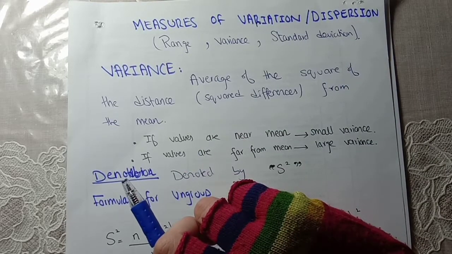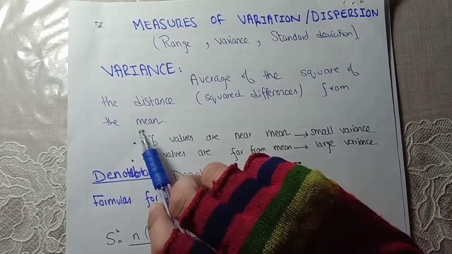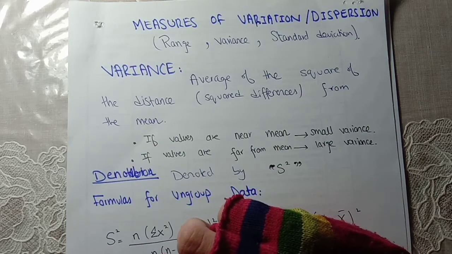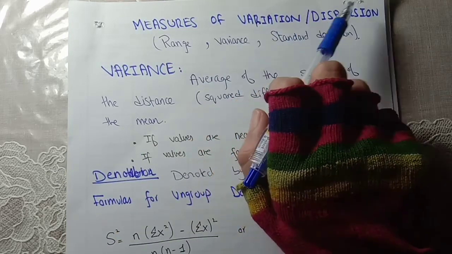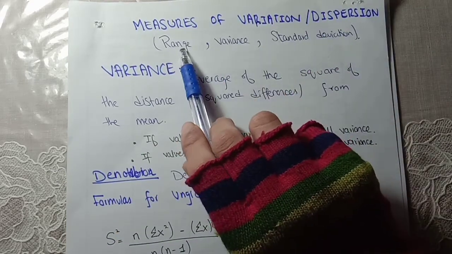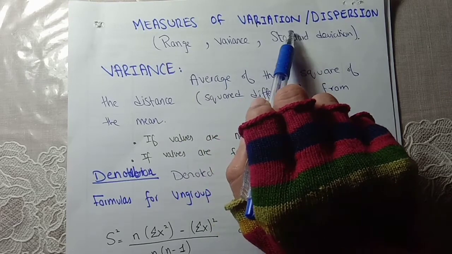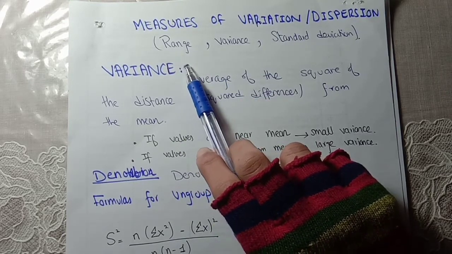If a value in a data set varies from its mean, or differs from its mean, then this is the variation or dispersion, and it includes range, variance, and standard deviation. In this video, we will discuss the sample variance.